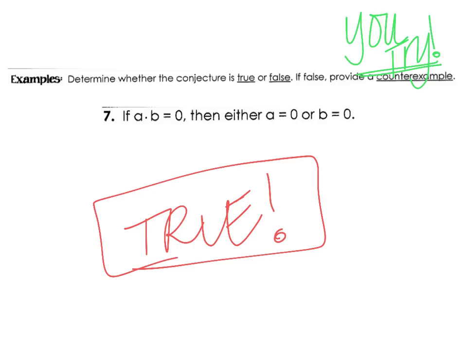All right, so number 7 is true, because anytime we're multiplying two numbers together, one of the numbers has to equal 0 if our product is 0. If we're multiplying two numbers together and it equals 0, either the first number or the second number has to equal 0. So this is a true statement. I can't think of any time where I'm multiplying something together and one of them isn't 0, but our answer is 0. Doesn't happen. So this is a true statement.